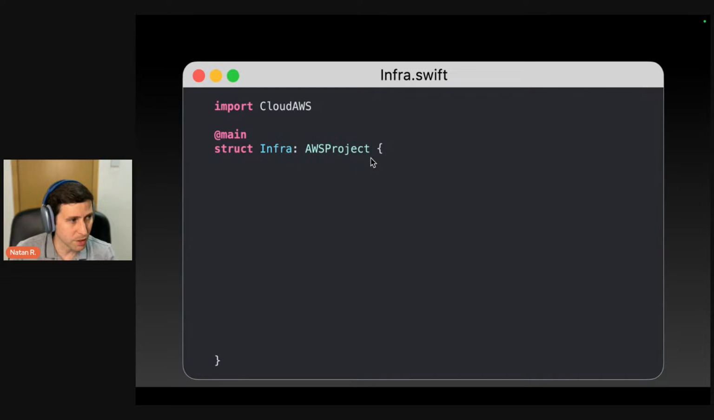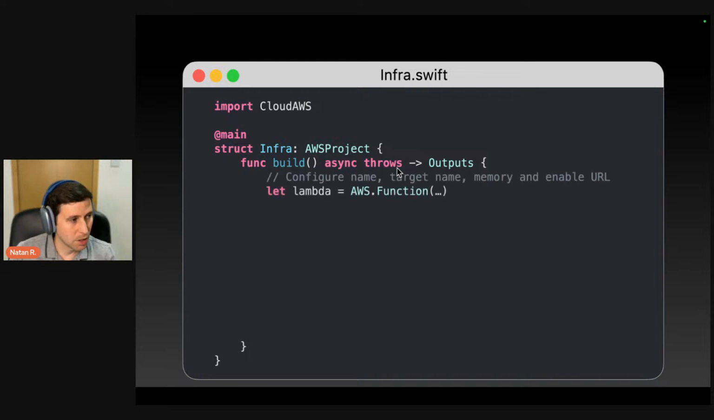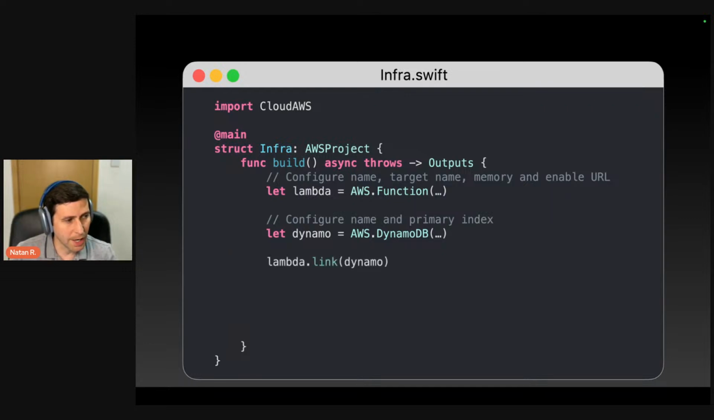I declare an infra type that conforms to the AWS project protocol. I declare a build function. I initialize my Lambda, as Andrew did. I need to enable the URL so I can access it via URL. I create a DynamoDB resource, a DynamoDB table, giving a name and the primary index. I need to give permissions to my Lambda to access this DynamoDB, so I link them, and I finally return the Lambda URL and the DynamoDB table name.